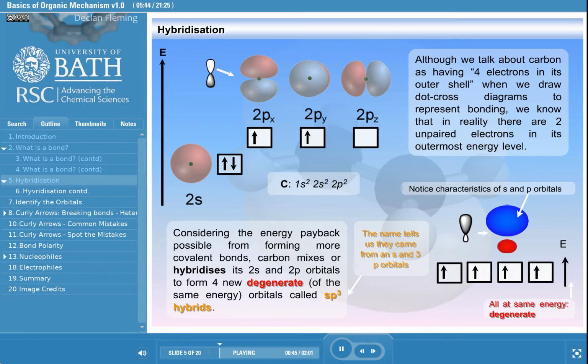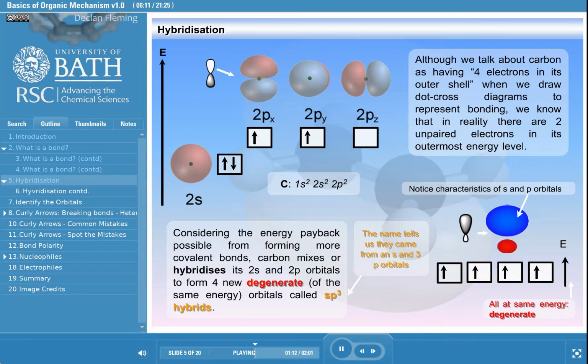It's energetically favourable. If the carbon were to invest a little energy in order to get these 2s orbitals into play, it could reap the benefits of forming 4 bonds instead of 2. This is exactly what it does. Instead of having 3 p orbitals and an s orbital, it forms a blend of the 2 types called an sp3 hybrid, thus named because it came from an s orbital and 3 p orbitals.